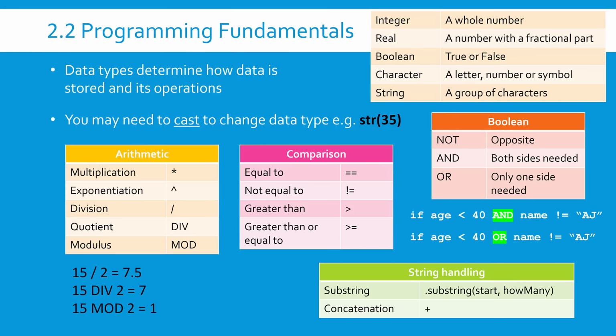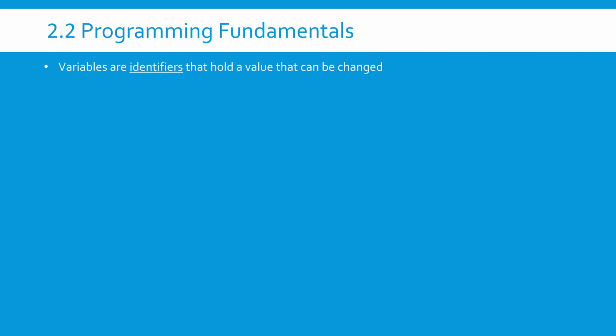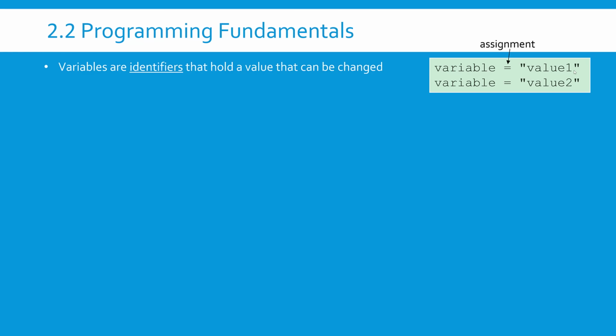The two big string handling operations I would say are substring and concatenation. For substring, you put the string first, then you do a dot, then write substring, and the two values you put in the brackets are the starting index and how many characters you want. So how many you want to continue from that starting index. And concatenation is just putting two strings together. The plus is used for both addition and also concatenation, depending on the data type. Right, variables are identifiers that hold a value that can be changed. So here I've got one variable called variable. That is my identifier. It's just a name we give it, and it has been assigned first of all value 1, then it's been reassigned to value 2 in the next line.